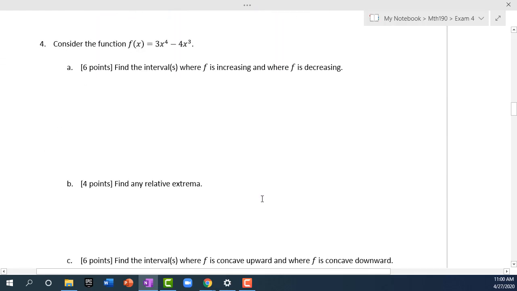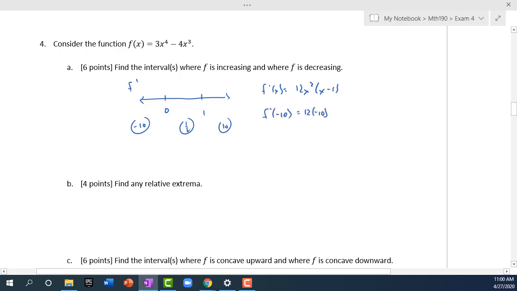All right, number 4, we're going to find the intervals where f is decreasing and increasing. Well, we already have the critical numbers. This is the same function we just did. There's 0 and 1. So let's check negative 10, 1/2, and 10. F prime of x was 12x squared times x minus 1. F prime of negative 10 will be 12 times negative 10. Well, that's squared, so it's always going to be positive. So negative 10 minus 1 will be negative, decreasing.